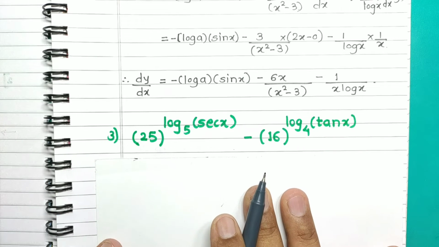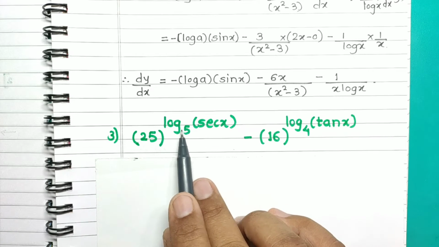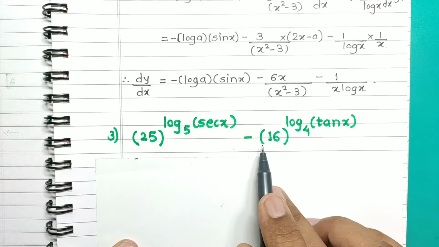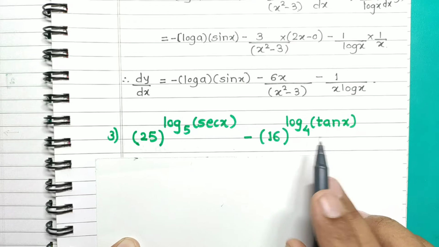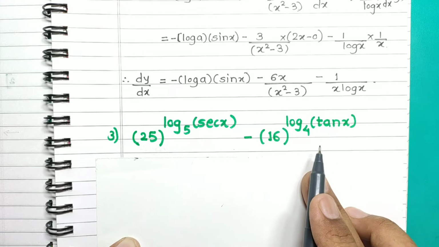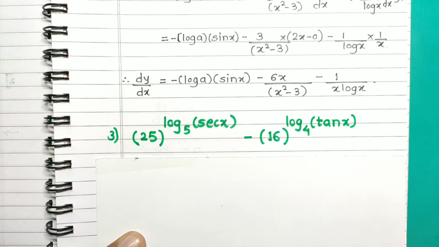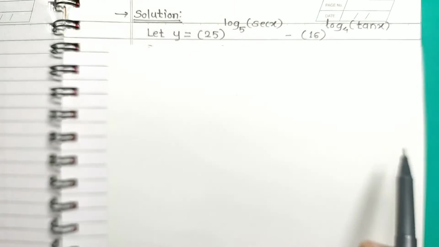The given function is 25 raised to log of sec x to the base 5 minus 16 raised to log of tan x to the base 4. We have to find out the derivative of this function. So in the solution, let the given function be y.